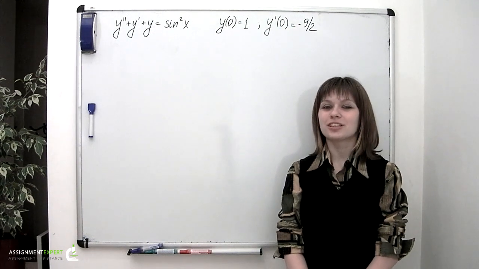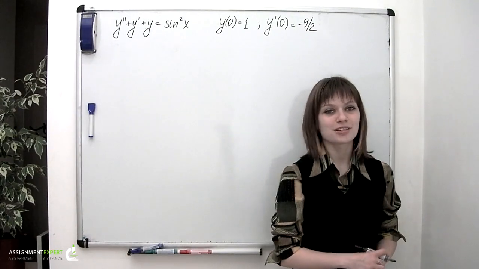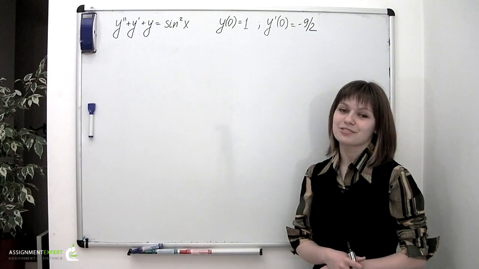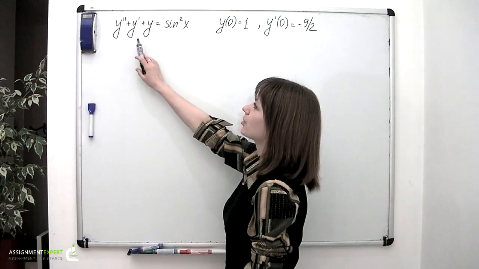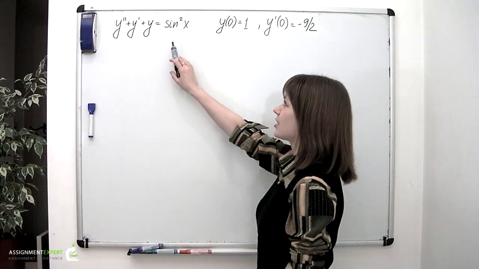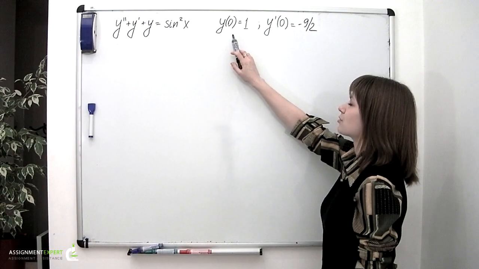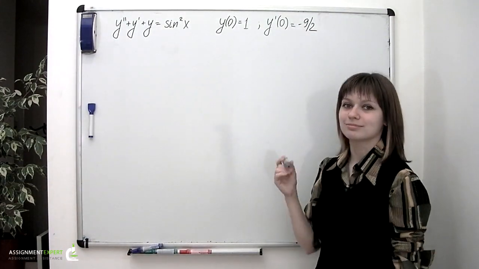In this video we're going to learn how to solve the Cauchy problem, i.e. the problem with the given initial conditions for the non-homogeneous second-order constant coefficients differential equation. And here it is. Y double prime plus y prime plus y equals sine squared of x. And the initial conditions are y of 0 equals 1 and y prime of 0 equals -9/2.